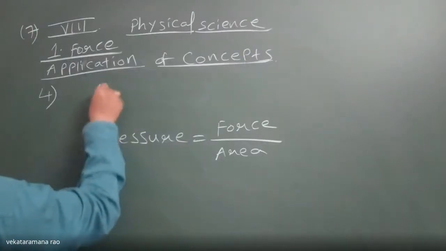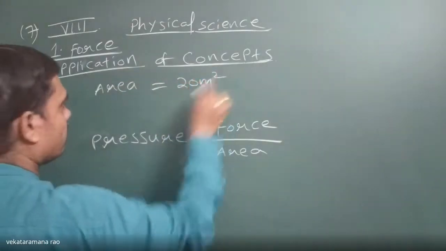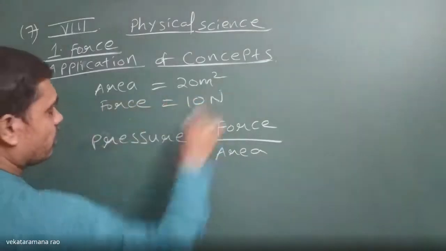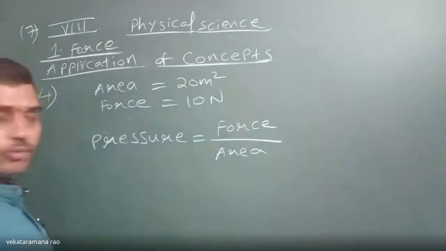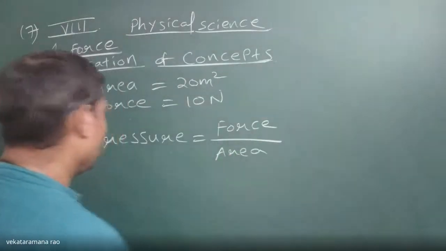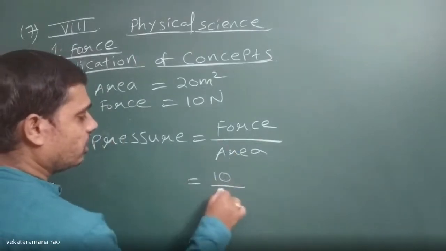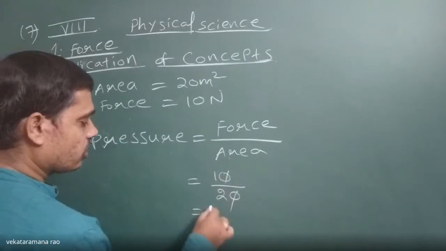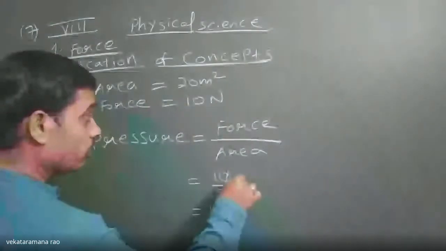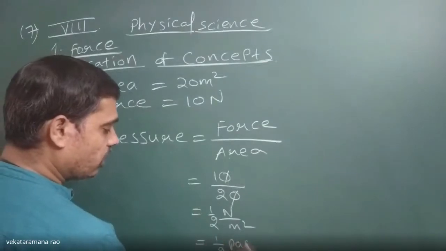So the contact area they give first of all is how much? 20 meters square. Then how much force do they give? 10 newtons. What are they asking to find? Pressure. So what formula do we have to use? Pressure is equal to force by area. Then pressure is equal to what is the force? 10 newtons. What is the area? 20. So the 0 cancels. Half. What is the unit? Newton by meter square, which is equal to half Pascal.